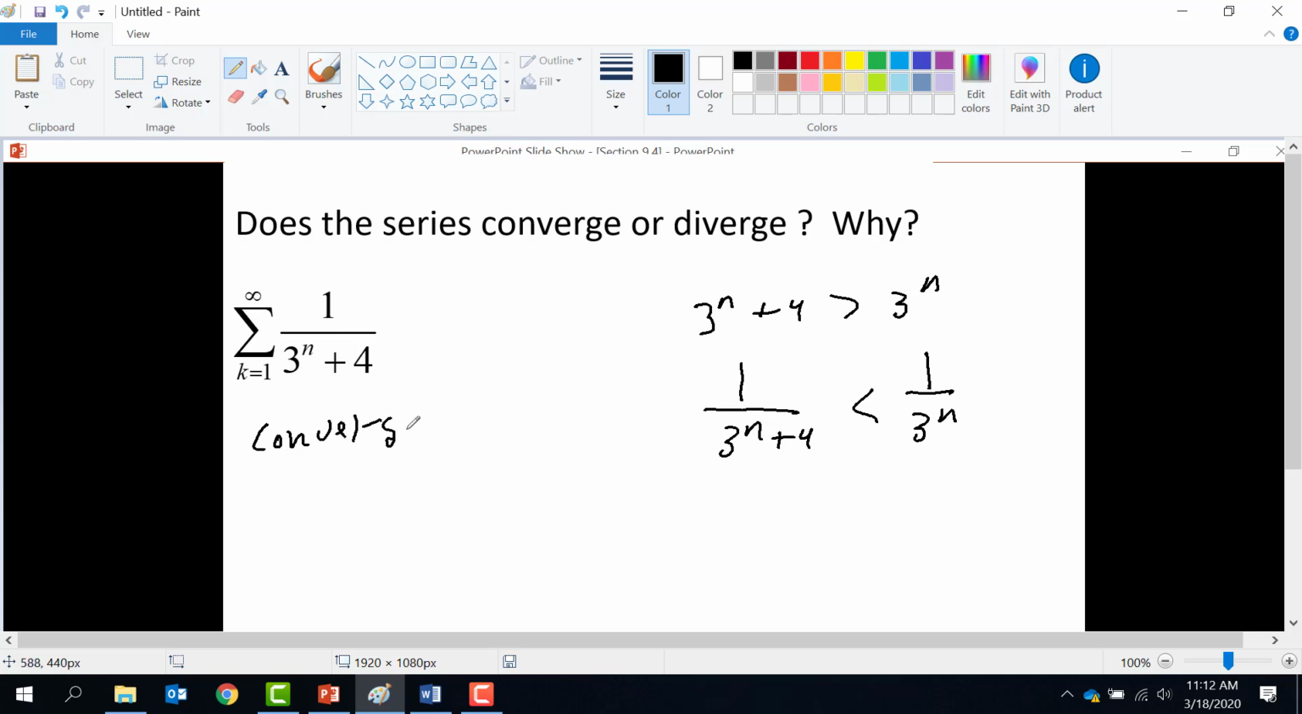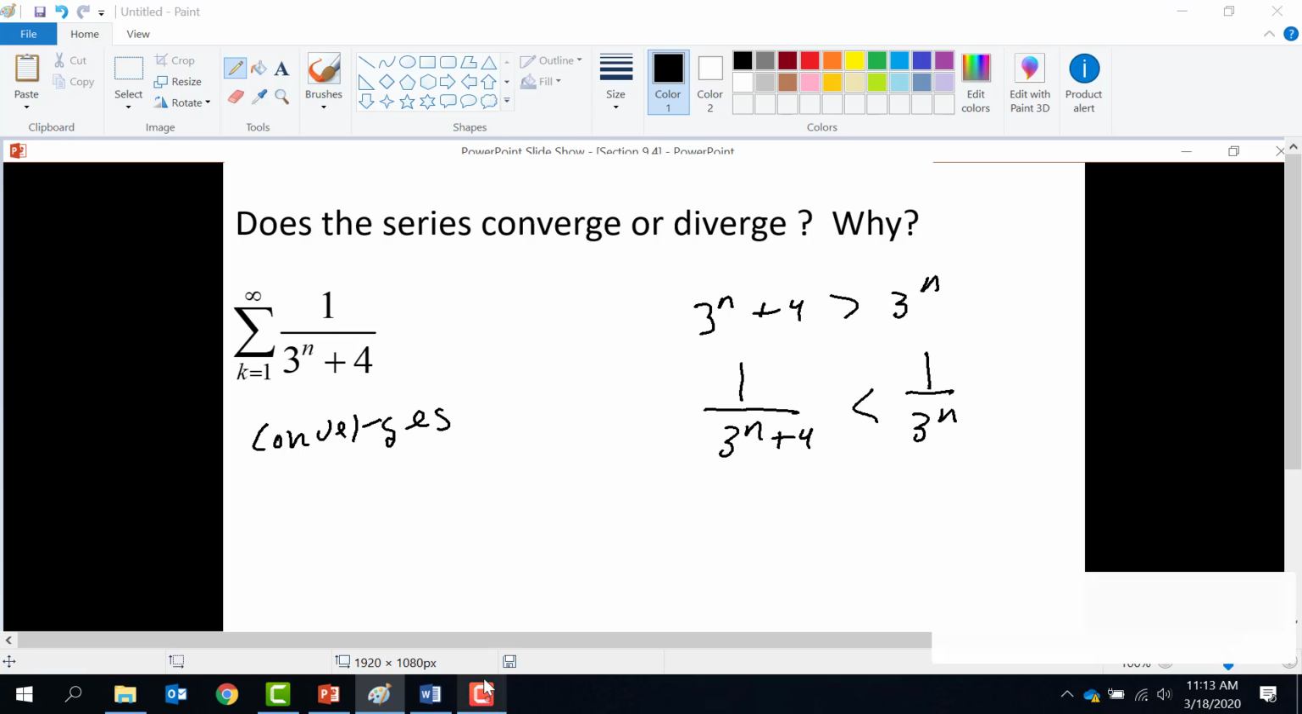What does it converge to? We don't know. We can't figure that out yet. But we should know that because the terms are smaller than those of a converging series, this series should converge.